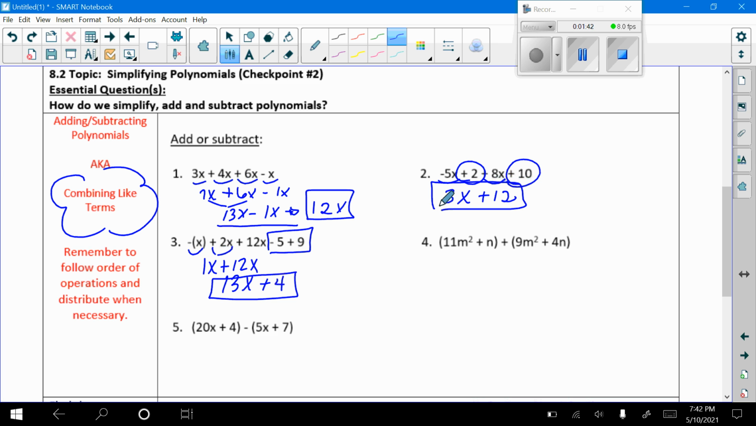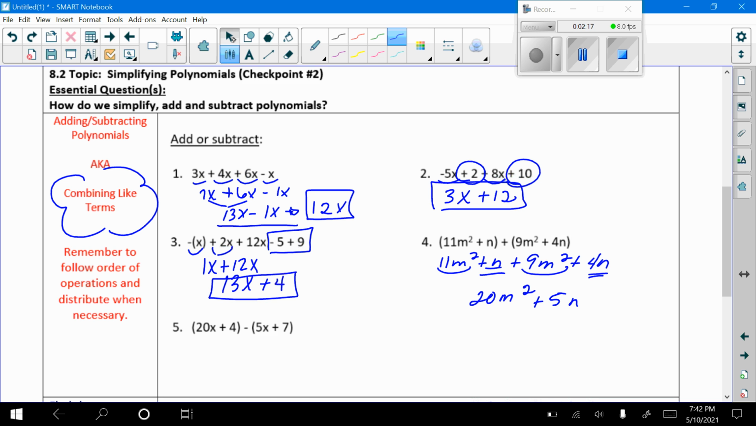And now we're into number 4 and 5. Number 4 and 5, they actually want you to add. It's a binomial and a binomial, which when we're looking at this, you can do it two different ways. Since it's addition, you could just drop the parentheses and combine like terms. If I did that, it would be 11m squared plus n plus 9m squared plus 4n, and then combine them. So I end up with 20m squared plus 5n. That's one option.